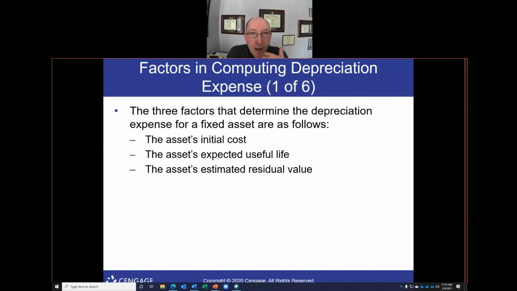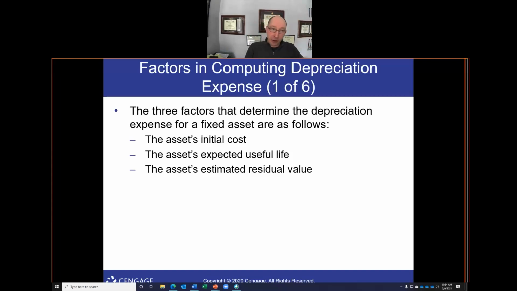The second most common is double declining balance depreciation. The name implies that we double the depreciation in the first few years of its useful life. The third most common one is depreciation based on units of production. We'll talk more about that as well. There are a few other ones, but those are the three most common.